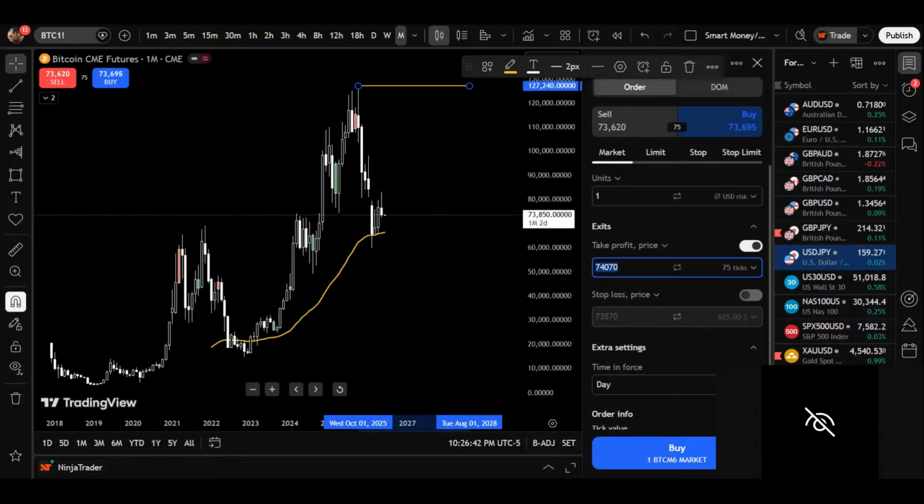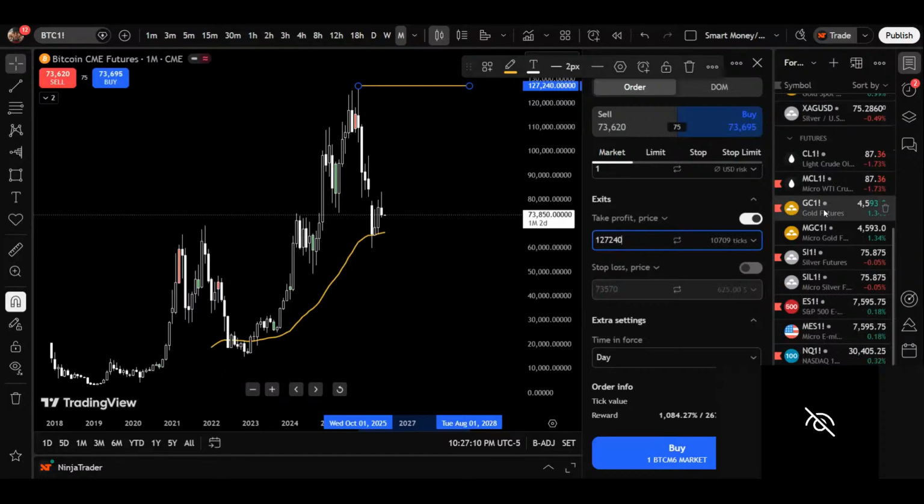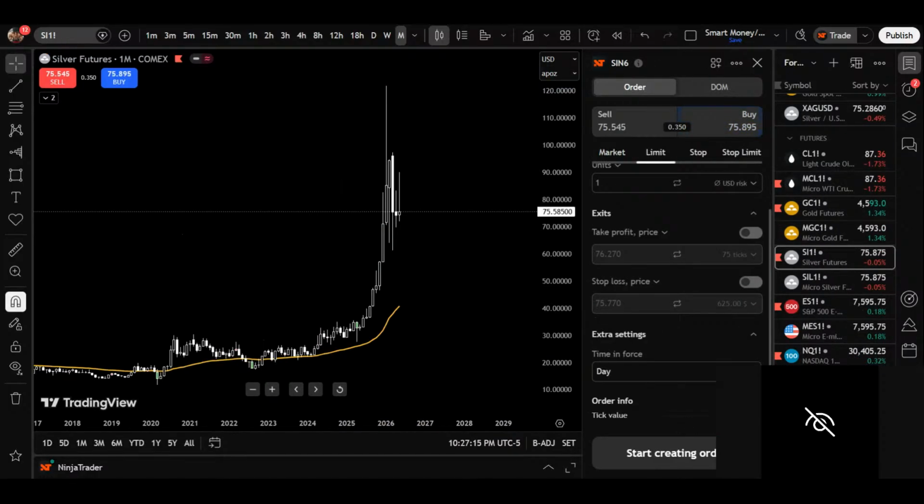Watch this. 127,240. That's 10,709 ticks, right? Look at the reward. $267,725. Come on, dog. Look at the tick value though. $25 a tick. That's on par with silver. Is silver 25 a tick too as well? Let me see. Hold up. Silver is 25 a tick too.